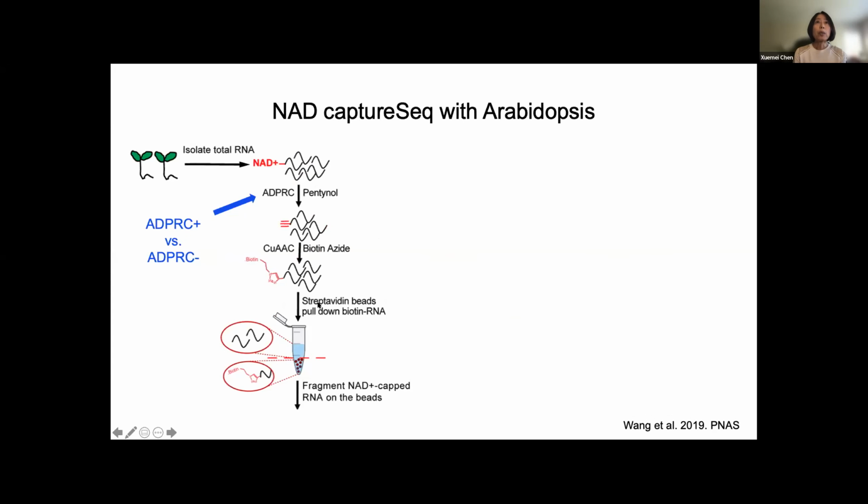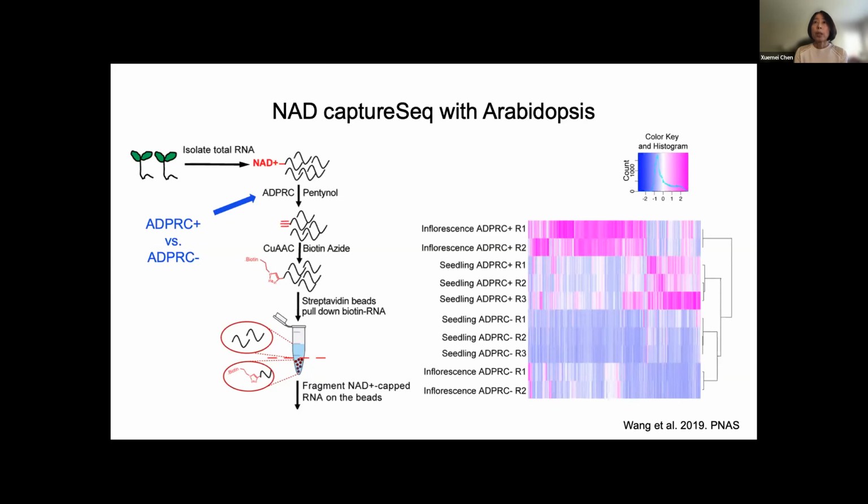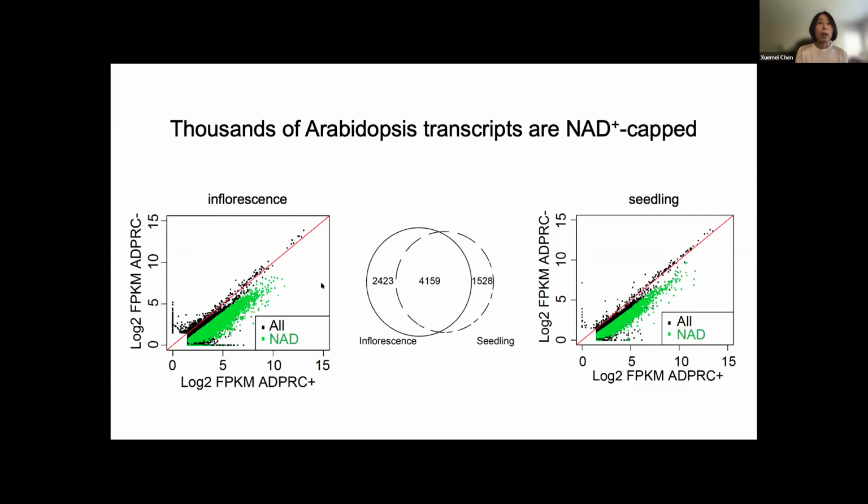So this was the pipeline that we used for NAD captureSeq with Arabidopsis. I just wanted to use this diagram to show that an important negative control was this sample without ADPRC treatment, without the enzyme. The RNAs that we end up sequencing would represent RNAs that are non-specifically attached to the streptavidin beads. So we subjected inflorescence and seedling RNAs to either ADPRC treatment or not, in replicates, and then performed NAD captureSeq. By comparing the read counts in the ADPRC plus and ADPRC minus samples, we were able to identify transcripts that are statistically enriched in the ADPRC plus samples. These would be the NAD capped RNAs, which I will refer to as NAD RNAs.